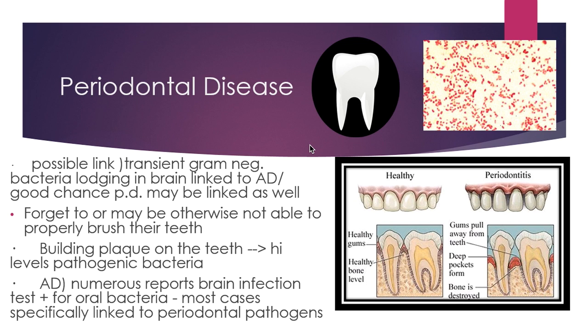So periodontal disease, or gum disease, is also related to Alzheimer's, we think, maybe. There's the obvious explanation for this, which is that people with Alzheimer's forget to brush their teeth, so they're more likely to develop gum disease. That's the obvious one, but there's also a high possibility that gum disease can actually cause Alzheimer's, and this happens in two ways.